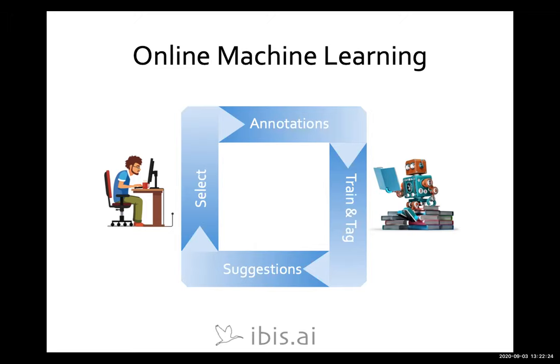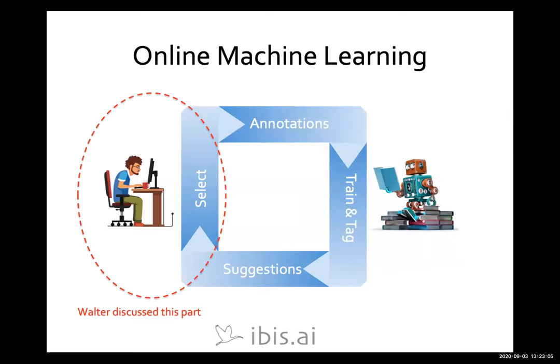So Walter already mentioned that this whole system is an online machine learning setup. So on the right side, you have the machine learning algorithm. It will take the free text documents and annotate them. It will send the suggestions together with those documents to the human annotators. They will choose some of them, reject some others, maybe add some manually, and the annotations go back to the machine learning system, which will train and use this extra knowledge for the next patient.